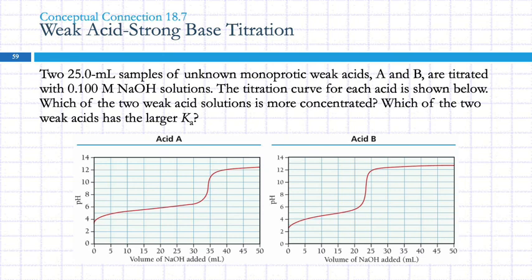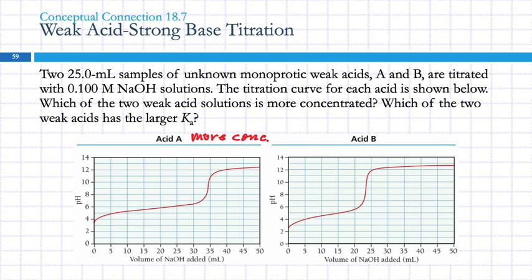So to answer the more concentrated question, what we're going to do is look at the volume at the equivalence point. We don't need to have it exactly, but just close. It looks like it might be 34 or so. And over here, this one is less than 25. This took less sodium hydroxide. The sodium hydroxide concentrations were the same. So this one is more concentrated. So that one's more concentrated. Does that make sense? Mm-hmm. Now what about the Ka?